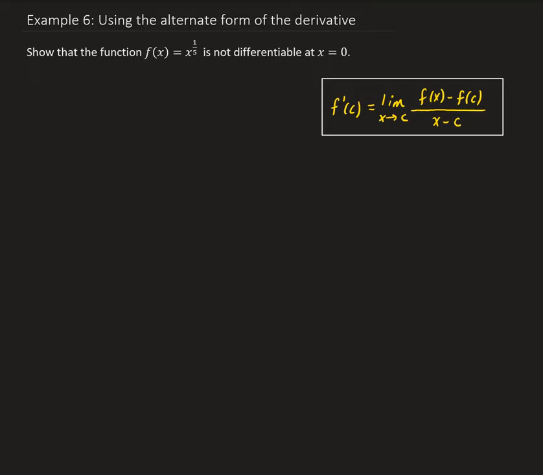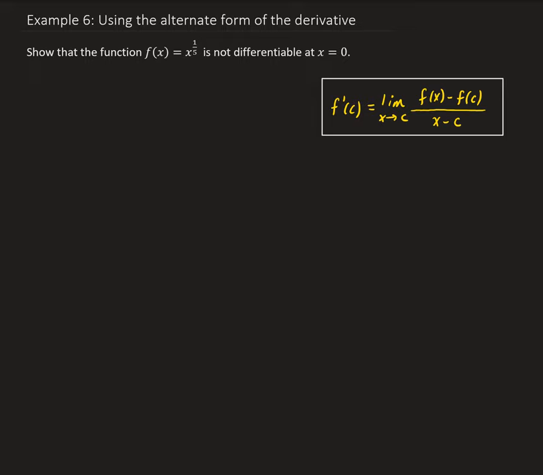In this example, we want to show that the function f of x equals x to the 1/5 is not differentiable at x equals 0. The way we can do this is using the alternate form of the derivative, which is what we see in this box here. So let's go ahead and apply this definition to our function.